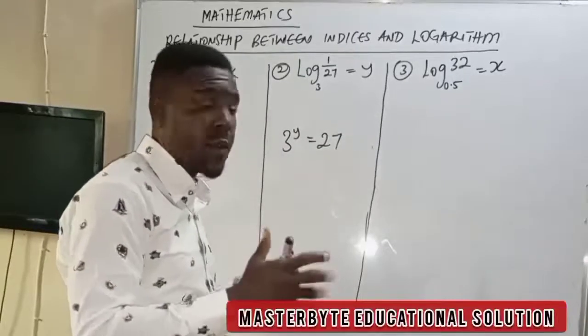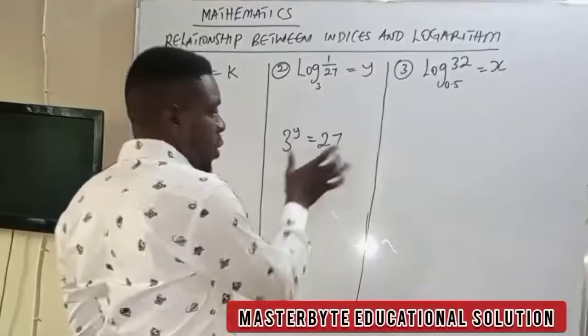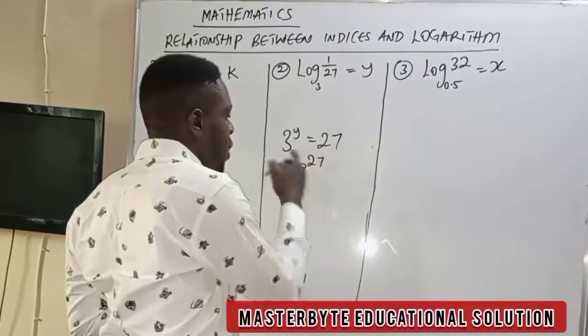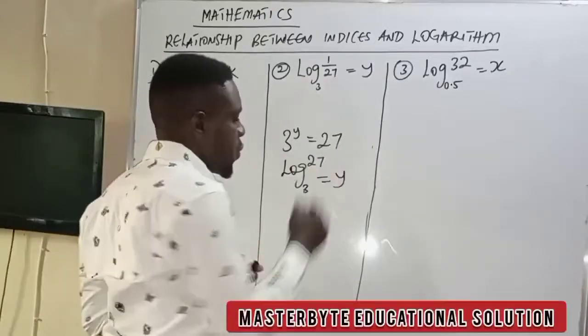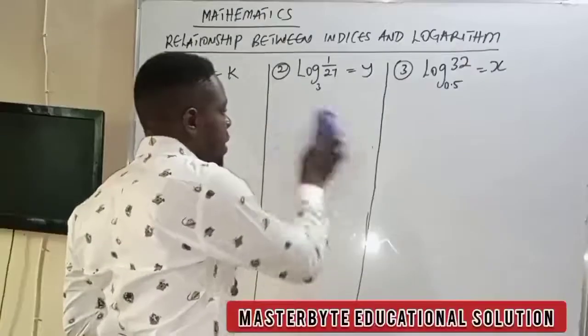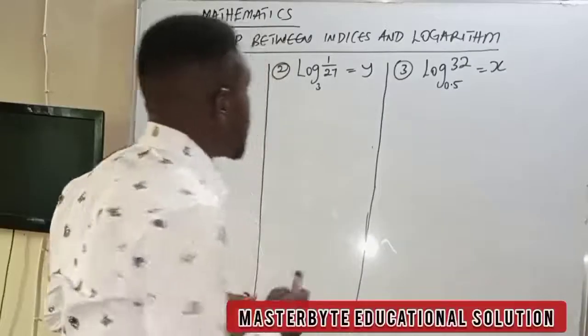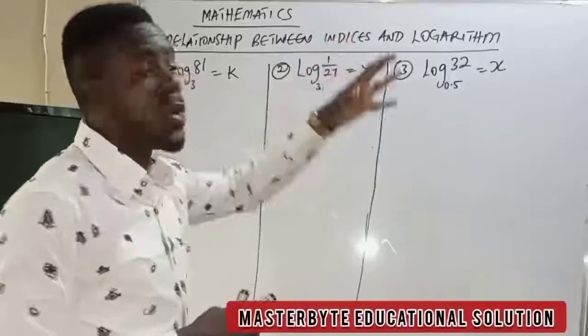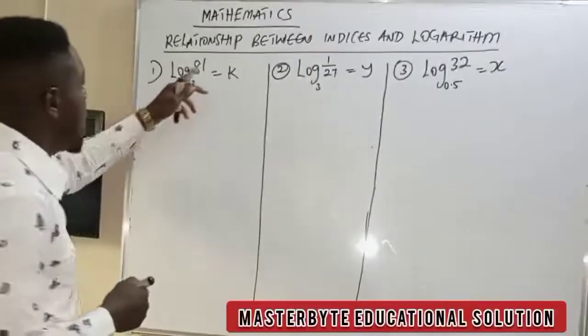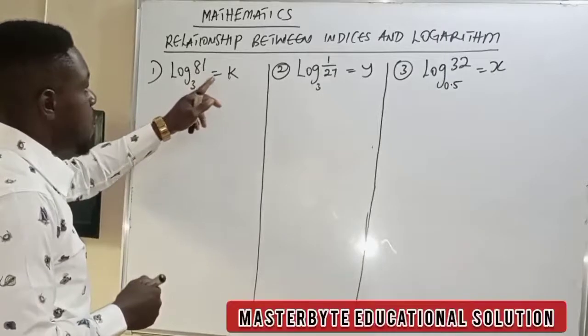form, in indices form. But if you want to change it to logarithm form, it's log 27 base 3 is equal to y. Now let's solve the following examples, knowing how to change from indices to logarithm.